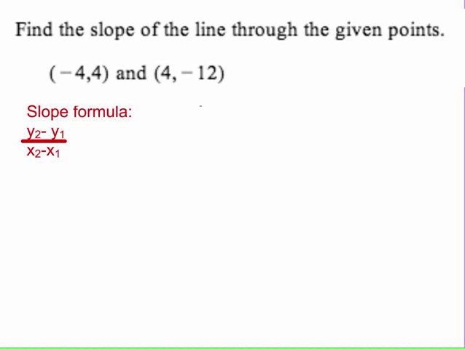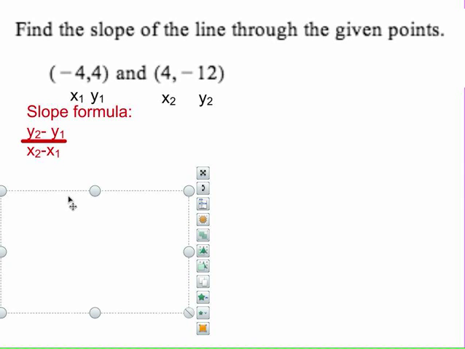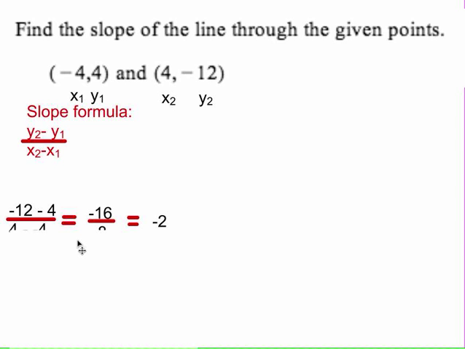Okay, let's do another one. Again, we have 2 points, negative 4, positive 4, and 4, comma, negative 12. Again, we're going to use the slope formula, so we need to label our points. Once again, all we have to do is plug our points into our slope formula. So we're going to have negative 12 minus 4 over 4 minus a negative 4.